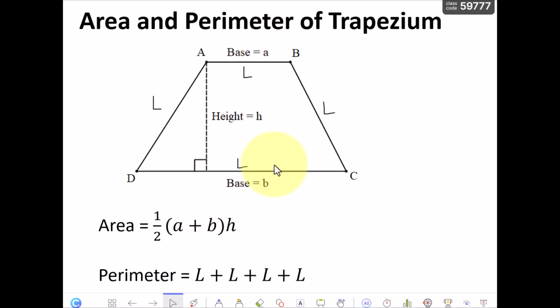Then perimeter is just to add all the lengths surrounding the shape. That one is very easy. So that is what I label as L, L, L. So just add all the lengths surrounding the shape. Take note, these L are not equal. I'm just using it as an example that all these lengths surrounding the shape is L. So by the time you add them, it will give you your perimeter.